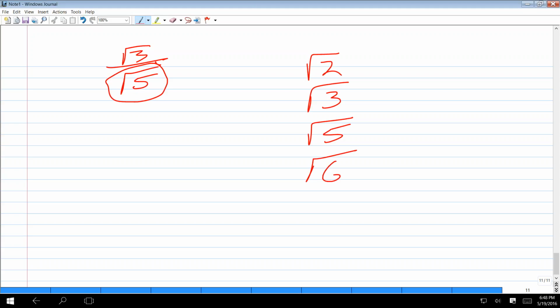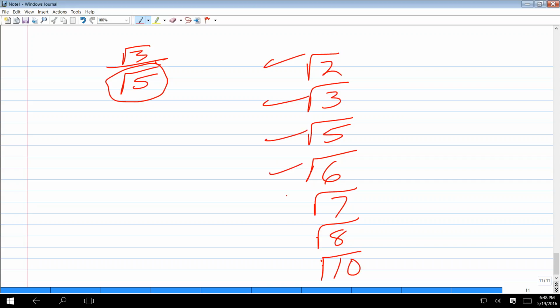Rationalize the denominator. Okay. Radical 3 over radical 5. Now, here's what the problem is. That is an irrational number. Every square root that is not a perfect square is an irrational number. Here, let me list them. Notice that the only ones I left out were the perfect squares. These are all irrational.